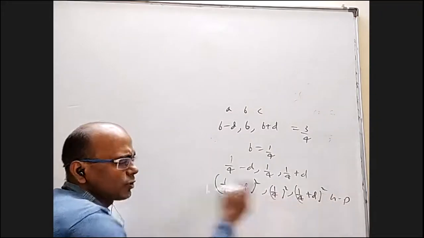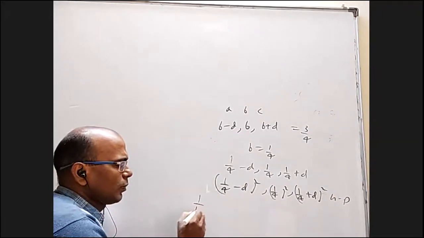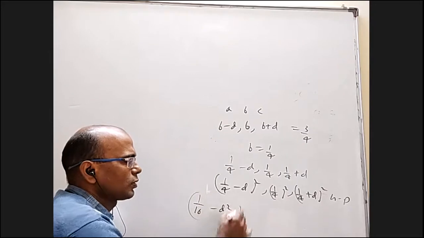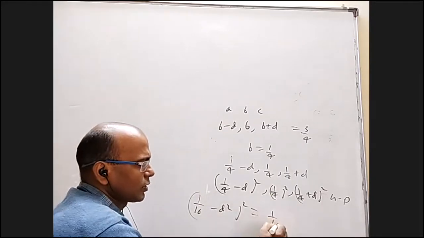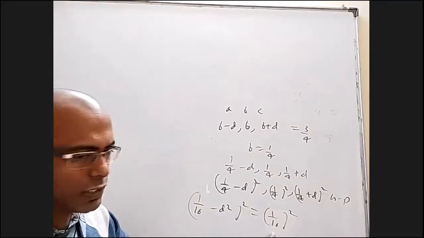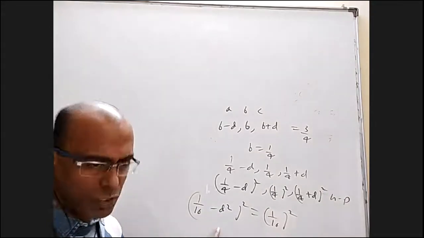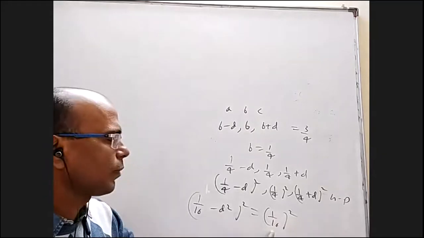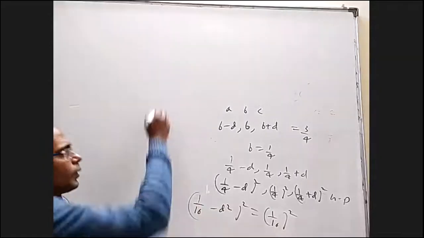Then the product of these two should be this. So (1/16 − d²)² is equal to the square of this, which is (1/16)². If you take this equal to plus 1/16, you will get d = 0, where all are equal. If you take this equal to minus 1/16, the other option will come.